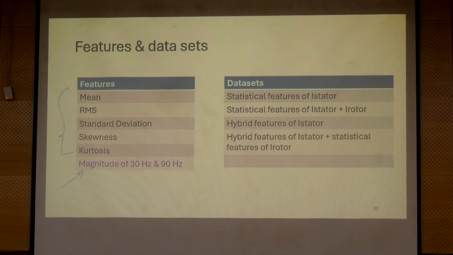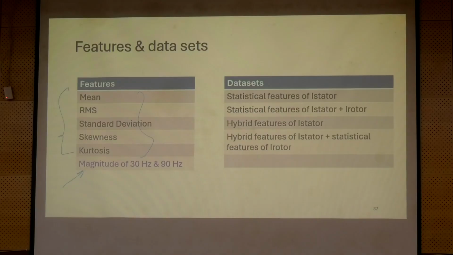Then I created data sets. Data sets can comprise only time domain features of stator current only. That can be one data set. Or I can have a data set with time domain features of both stator current and rotor current. Or I can have hybrid features of stator current. Or hybrid features of stator current plus time domain features of rotor current. So my training data set can have different combinations possible. I can extract these features for stator current, rotor current, time domain, frequency domain. So there can be so many features, right?